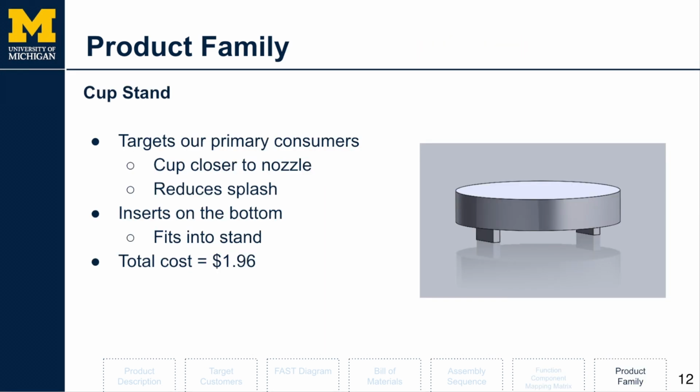For our product family, we decided to go with a cup stand. This would target our primary consumers, which are individual users of our device. The cup stand allows for single-use cups or mugs to be placed closer to the nozzle to reduce splash and in turn reduce potential burns. How it works is the bottom rectangles insert into the cavity and keep the stand in place. We estimate the cost of a cup stand to be about $1.96.